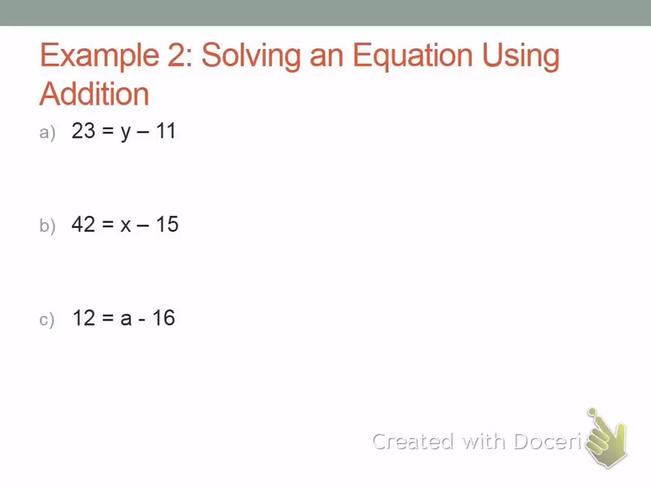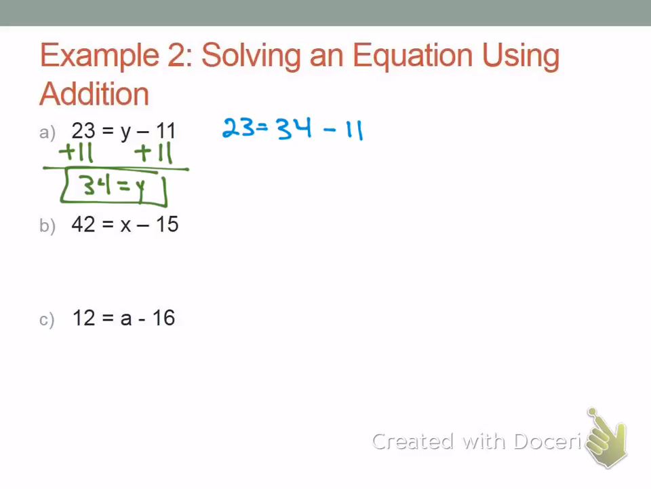I need to add by what? Add by 11, because that is what is connected to my variable. So now 34 equals y. Do you think it would be okay if I said y equals 34? Yeah, that would be fine too. So either way. So that's my answer, but now I have to go back and check. So 23 equals 34 minus 11. Well, what's 34 minus 11? 23. So it checks out.